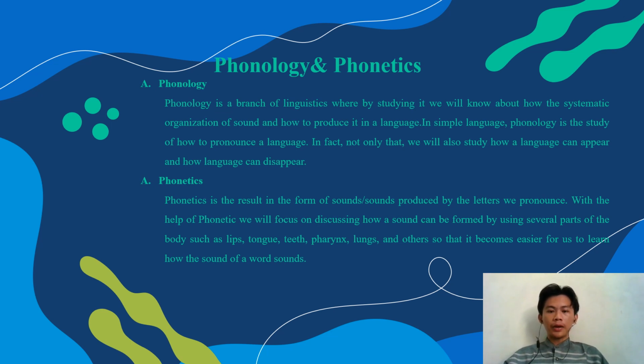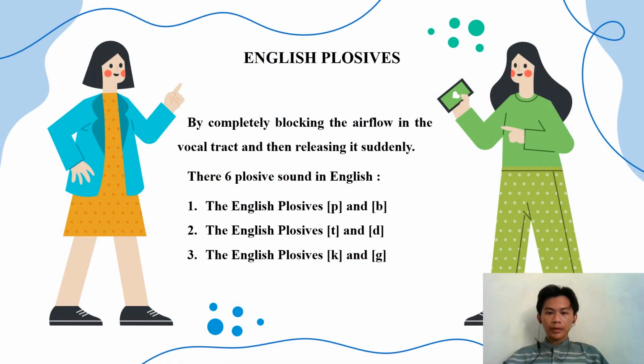Here I will explain about phonology and phonetics, especially fricative and plosive sounds. Phonology is how to pronounce the word, and phonetics is the result of phonology. The first material is English plosives, made by completely blocking the airflow in the vocal tract and then releasing it suddenly. There are six plosive sounds in English: p, b, t, d, k, g.